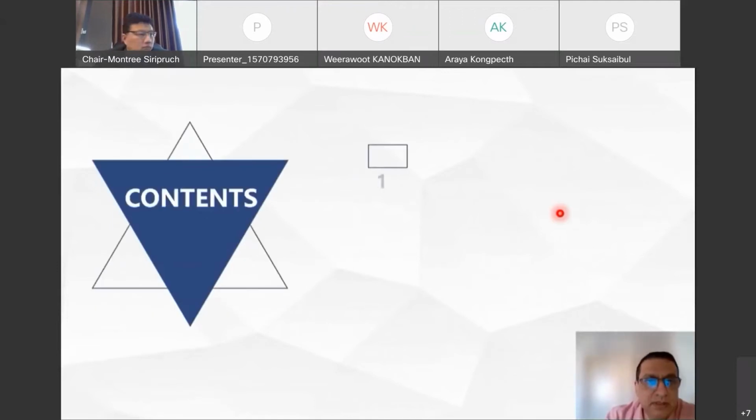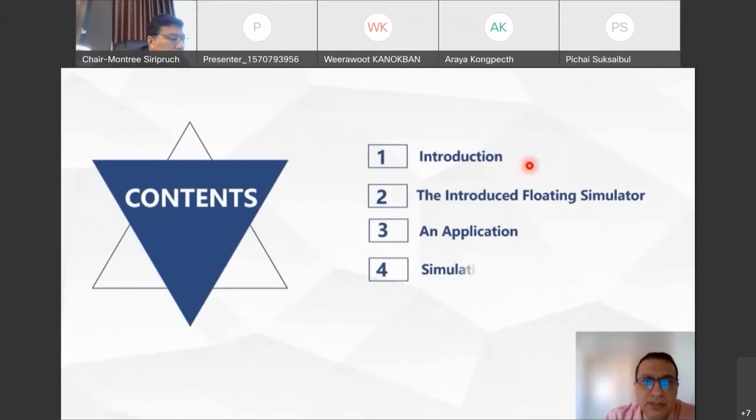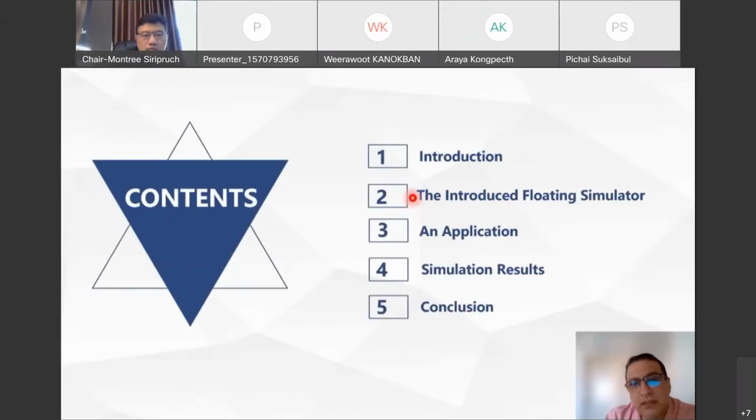The contents of my presentation include first an introduction, then the introduced floating simulator is presented, and an application for our proposed floating simulator is shown, and then we give some simulation results for our circuits, and finally a conclusion is given.